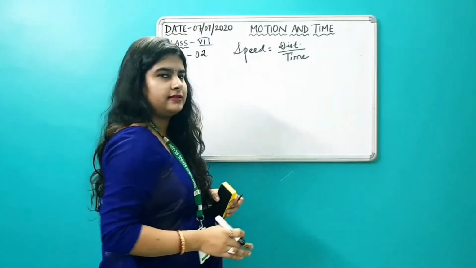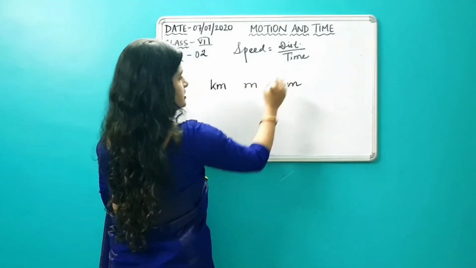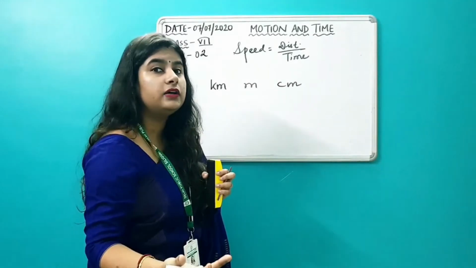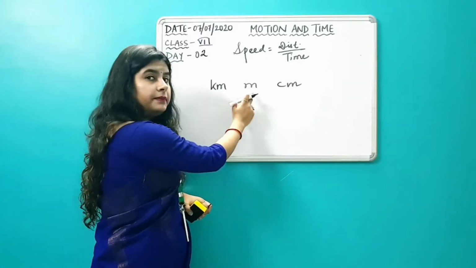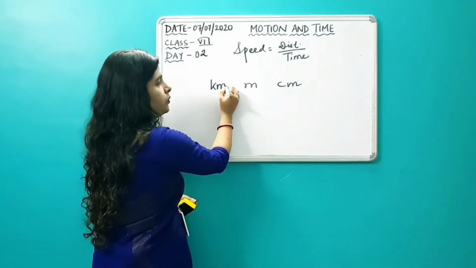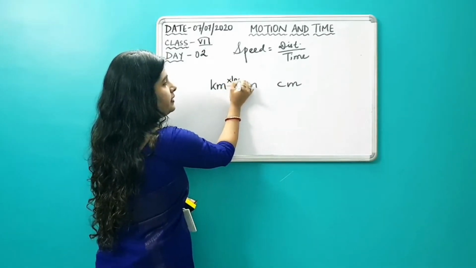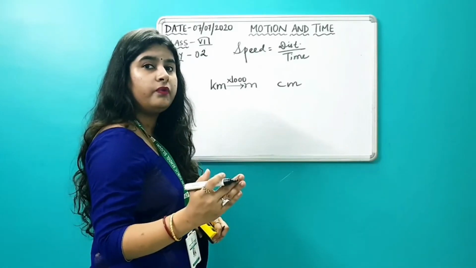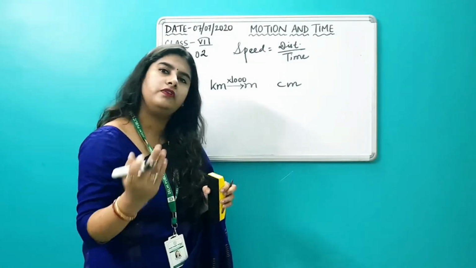If I consider the distance, let me take three units: kilometer, meter, centimeter. Out of these three units, which is the bigger one? Yes, it is kilometer. Whenever you want to convert kilometer to meter, you should always multiply by 1000. Bigger to smaller unit, always multiply. Smaller to bigger, always divide.